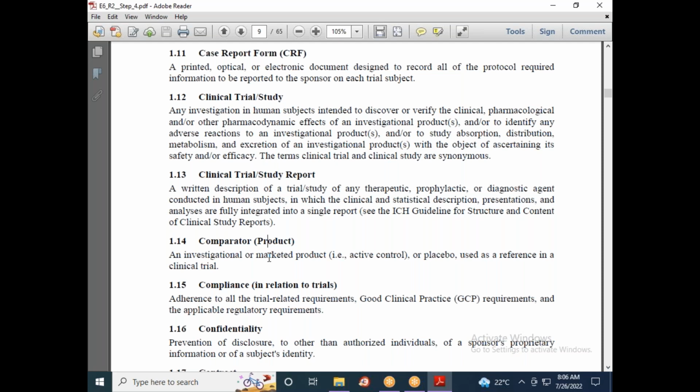Comparator is nothing but a product which is used for comparison. It can be an active control or it can be a placebo which is used as a reference. So comparator means a product which is already available in the market; otherwise, we will use placebo. Placebo means inactive compound.